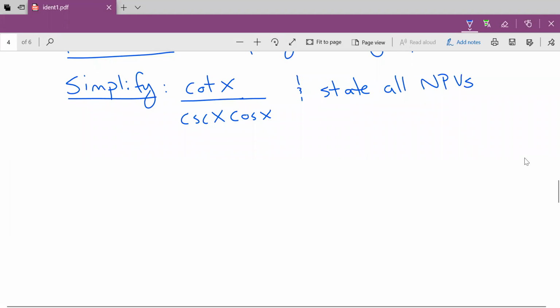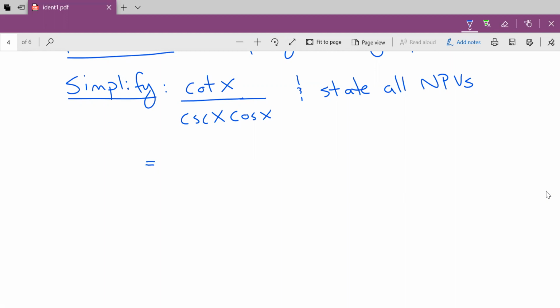All right, let's try one of these. Simplify cotangent x divided by cosecant x cos x, and state all non-permissible values. All right, simplification. Like I was saying earlier, this is a little bit of a puzzle when we're working with identities. We don't really have an end goal in a question like this. I don't have a target. All I need to know is that I have to do some simplification here. It's a little easier when it's multiple choice and I can see where I'm heading. But for now, let's just play around with this thing.